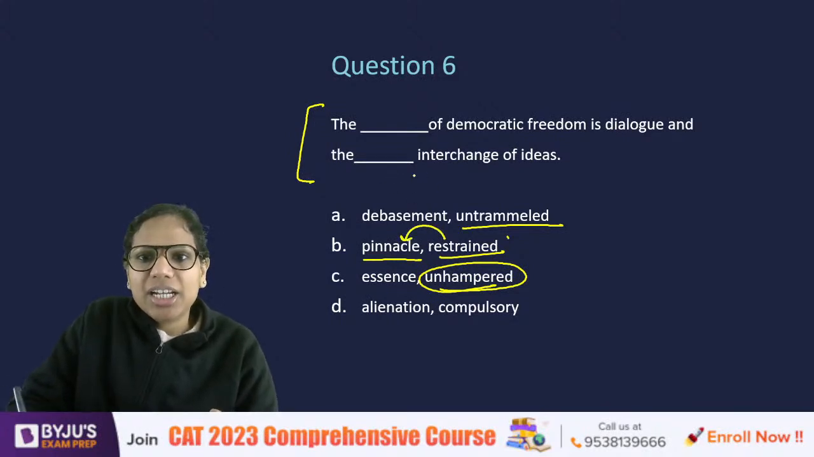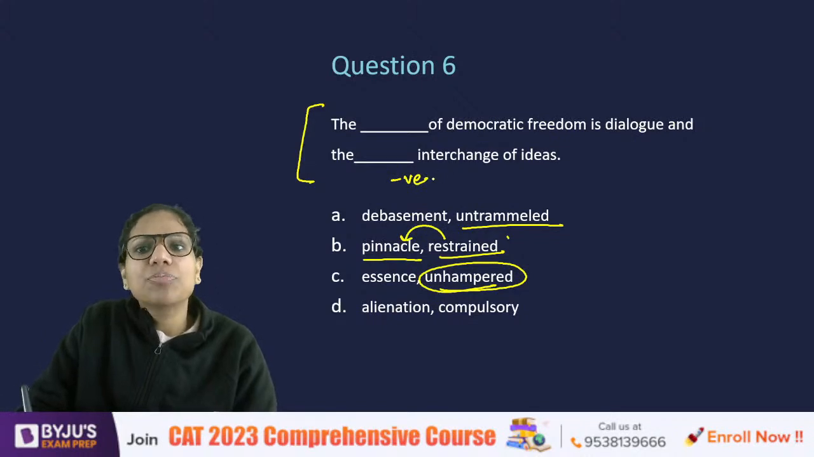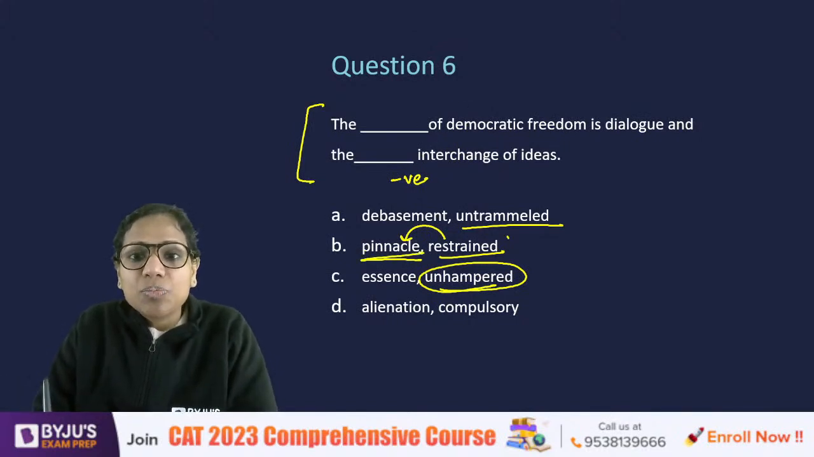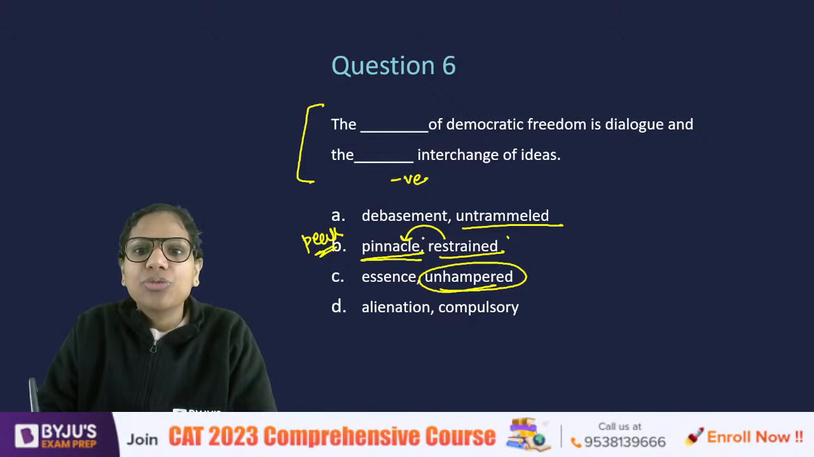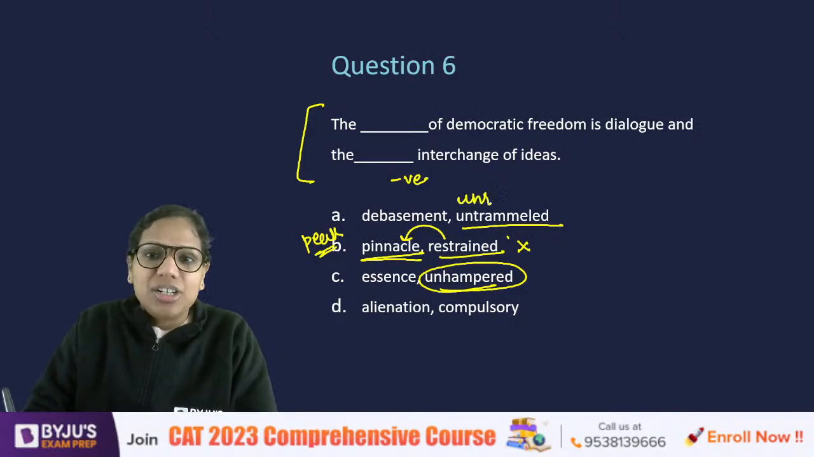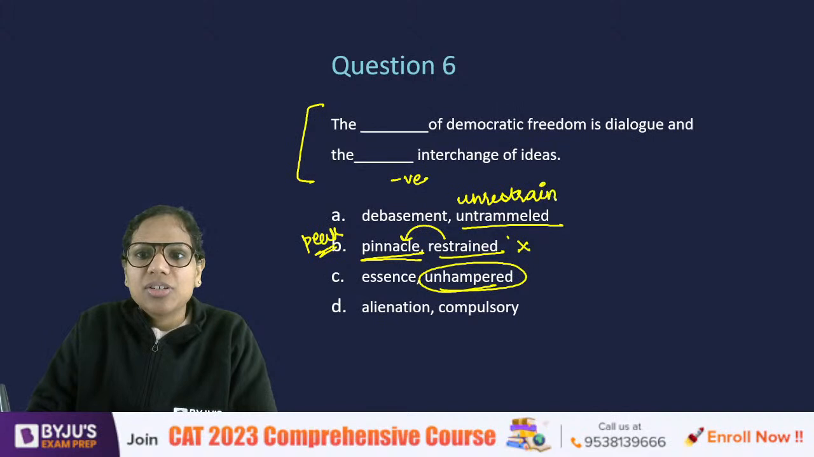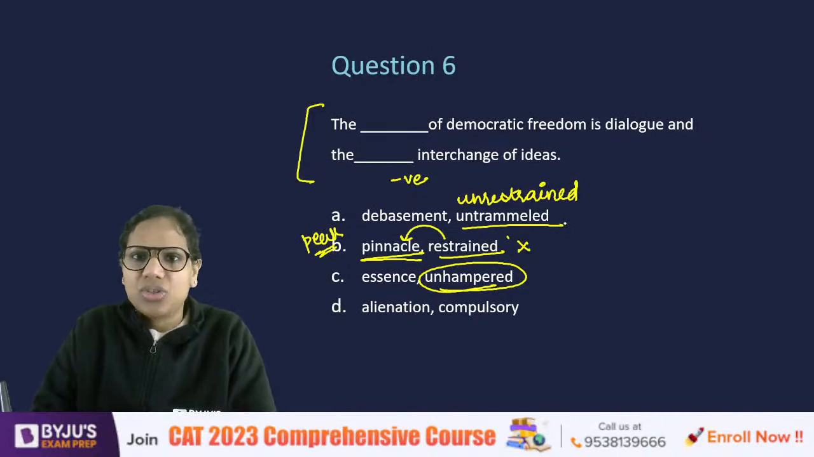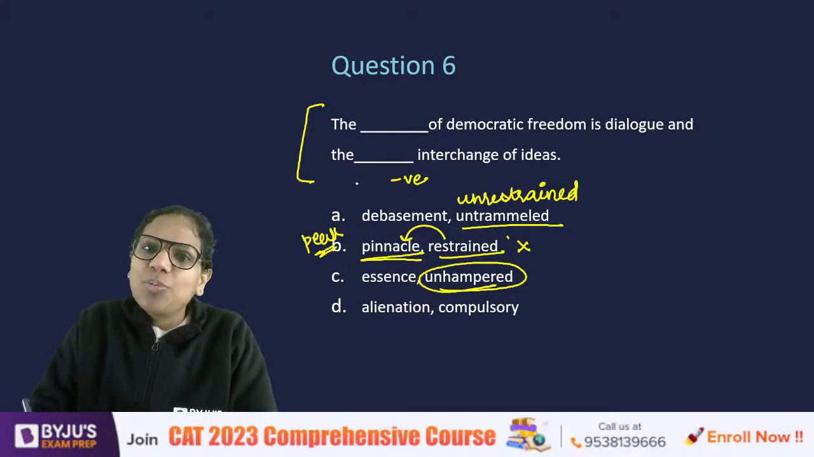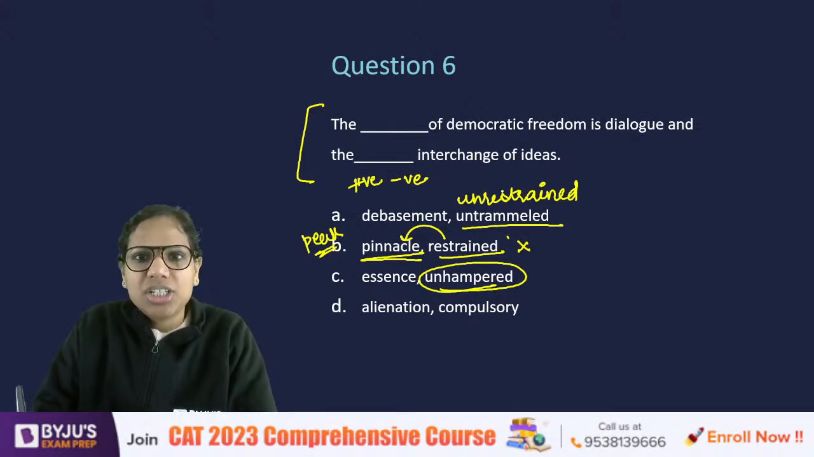See, if I'm putting a negative word here, that means democracy is being compromised. If it's a restrained interchange, that means democracy is being compromised, whereas pinnacle means the peak of something. So a restrained exchange of ideas cannot be the peak of democracy. So they don't fit with each other. Eliminated. Untrammeled means unrestrained. A trammel is a fish net, a particular type of fish net that is used to catch fish. So untrammeled, unrestrained. Now, if I'm putting a positive word here, then here also there should be a positive word. If there's an unrestrained interchange happening, that's a good thing.